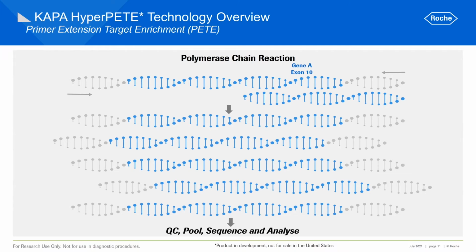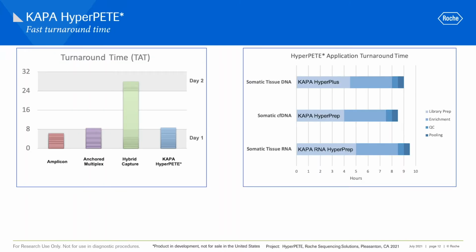This enrichment portion of the workflow, from the time you have a library to the time you have a pooled and QC library ready for sequencing, is about 4 to 4.5 hours. So Kappa HyperPETE has a fast turnaround time. I'm going to show you some comparisons here. Kappa HyperPETE is on the far right.